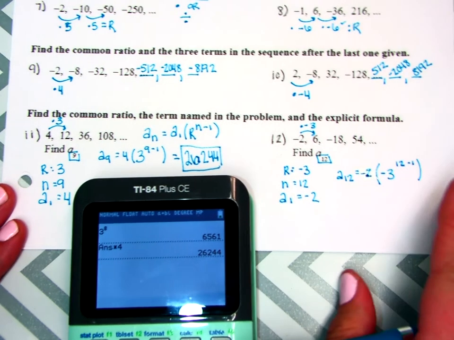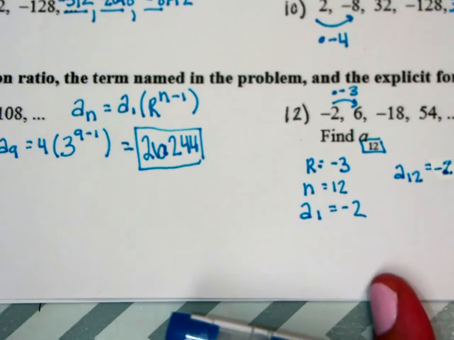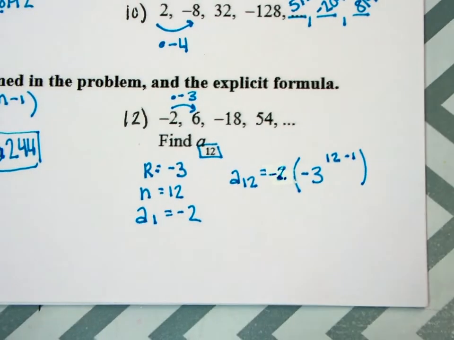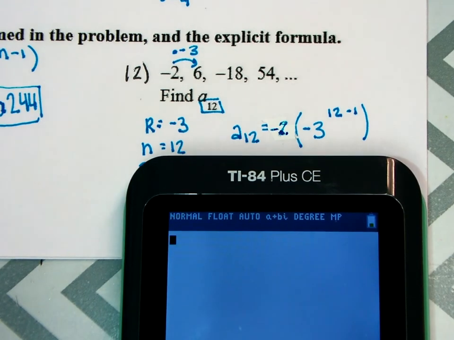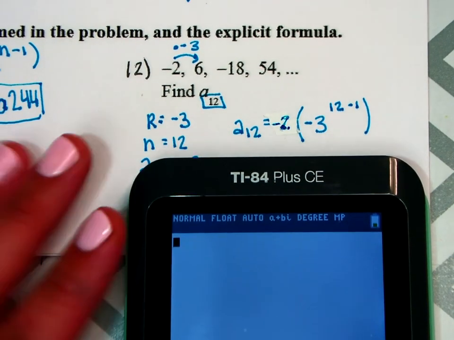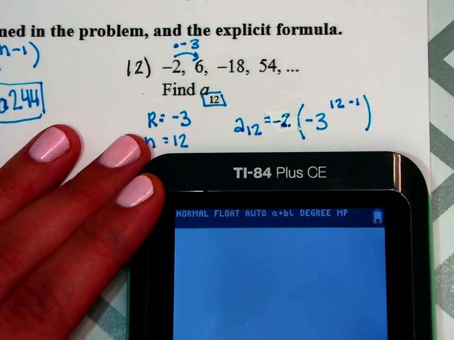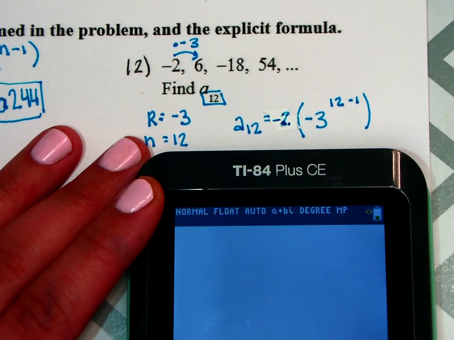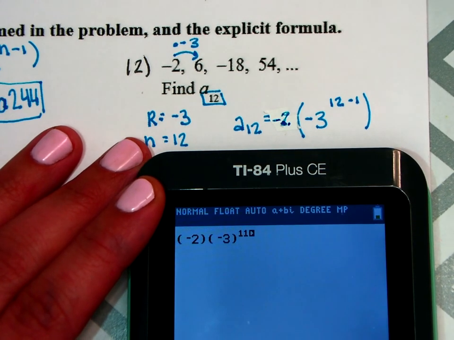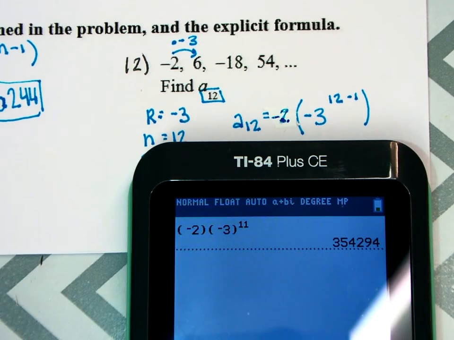So in a problem like number 12, it is very crucial, so let me zoom into that one. It's very crucial how you do this in the calculator. Whenever you're doing this in the calculator, you want to make sure that you put the r value in parentheses. So negative 2 times negative 3 raised to the 12 minus 1, which is 11. You really have to make sure that you put it in parentheses. You want to be careful if it's negative.